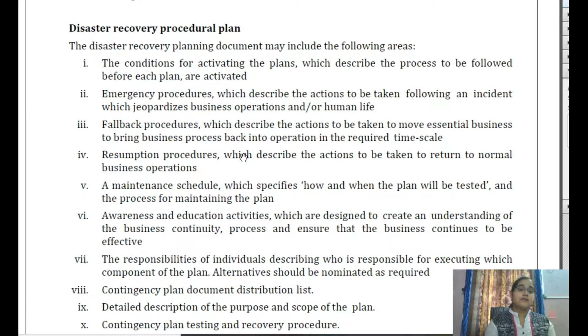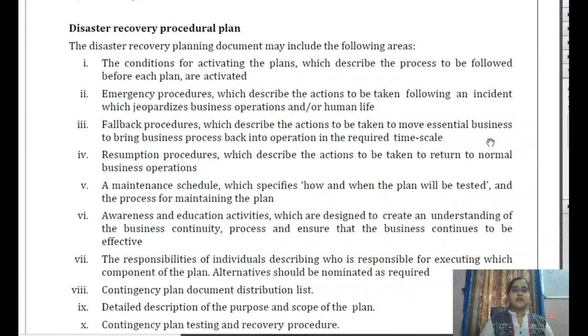But the disaster recovery plan is such a thing that the disaster has already occurred. So now we are trying to recover the organization from the disaster. So what points do we need to remember, and what will the disaster recovery plan include? Let us see in a very brief fashion.